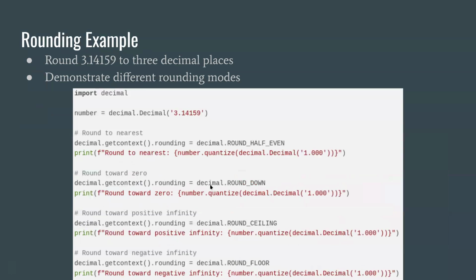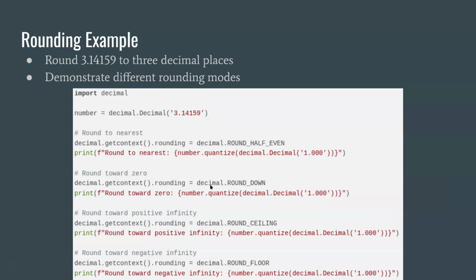So I highly encourage you to try this example. If you actually try this, the round to nearest should end up with 3.142, since 3.14159 is closer to 3.142 than 3.141.